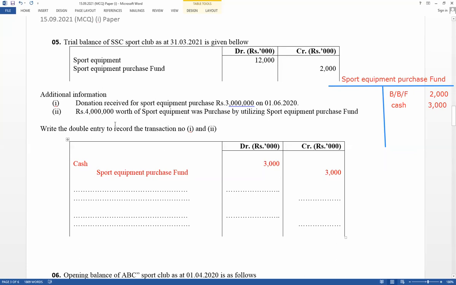But given 4 million worth of sport equipment was purchased by utilizing the sport equipment purchase fund. Now think. ඔන්න දැන් sport equipment purchase කරලා කොහමද අපි purchase කරන්නේ? සල්ලි දීලා. Therefore think double entry. Second one double entry. Cash account credit. සල්ලි දීලා අපි ගන්නෙ. Sport equipment account debit.